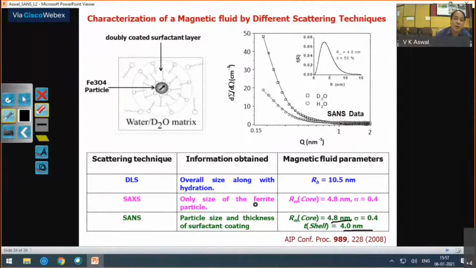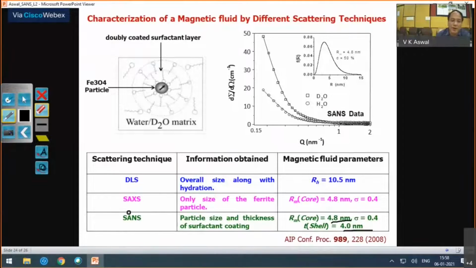So you will start with the small angle X-ray scattering. As Fe3O4 is the high Z component compared to these carbon-hydrogen surfactant molecules, in the case of small angle X-ray scattering, you mostly see this core actually, which is 4.8 nanometer. So in this technique, you only get the core size of the particle. And when you do dynamic light scattering, you see everything, core, shell, and also the hydration which is attached to this particle, which will give the larger overall size.